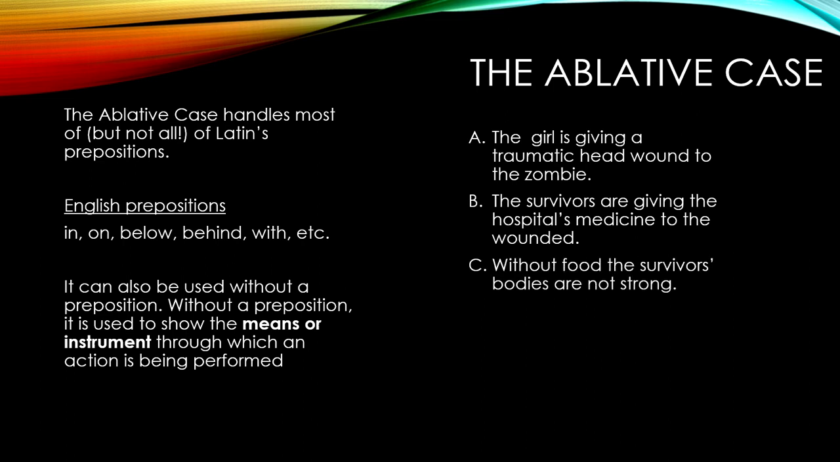In our example sentences, there are no ablatives without a preposition. However, one sentence does use a preposition, and that is sentence C, without food. It's a prepositional phrase. Therefore, the preposition meaning without in the ablative form of food would be used.